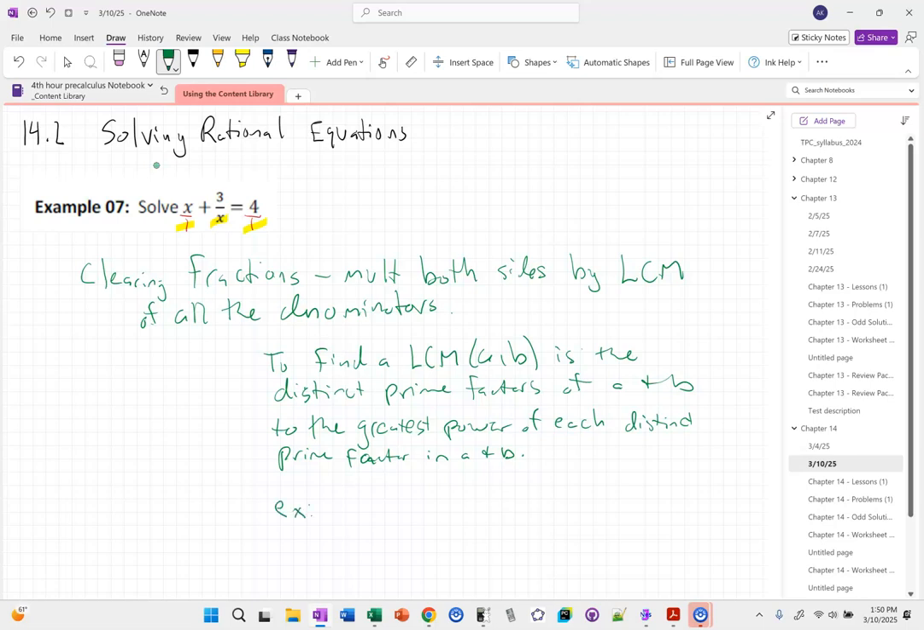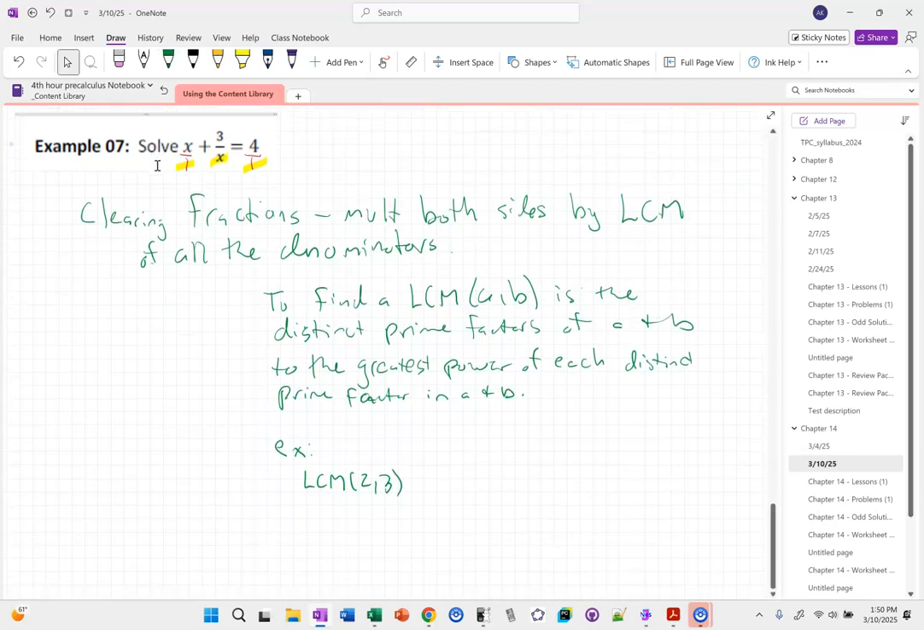So for example, the least common multiple of 2 and 3. The prime factorization of 2 is just 2 to the first, right? The prime factorization of 3 is just 3 to the first. So the least common multiple of 2 and 3 is going to have a 2 and a 3 in it. And the biggest power on the 2 is 1. The biggest power on the 3 is 1. So the least common multiple of 2 and 3 is just 2 times 3, or 6.